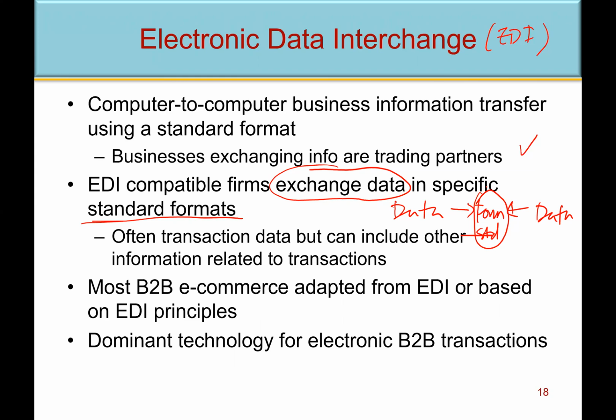Okay, so most B2B e-commerce is adapted from EDI or based on EDI principles. So EDI has become the dominant technology for electronic B2B. Okay, so purchase orders are no longer in hard copy. They can use the web, or what we call supply web, and then key in, and then they will get the standard forms, right?